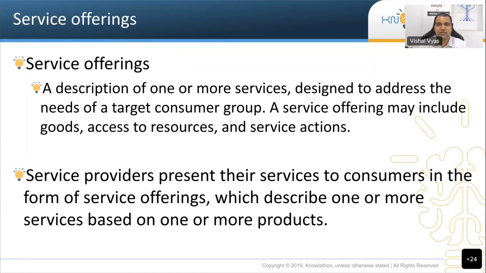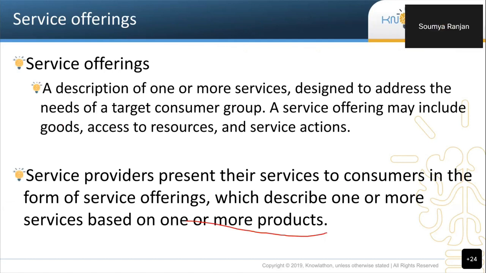Amazon Prime and normal Amazon. Two different service offerings. A service provider presents their services to consumers in the form of service offerings, which describe one or more services based on one or more products. Is this concept clear? Service offering? Yes. Okay. Good. Let's proceed then.